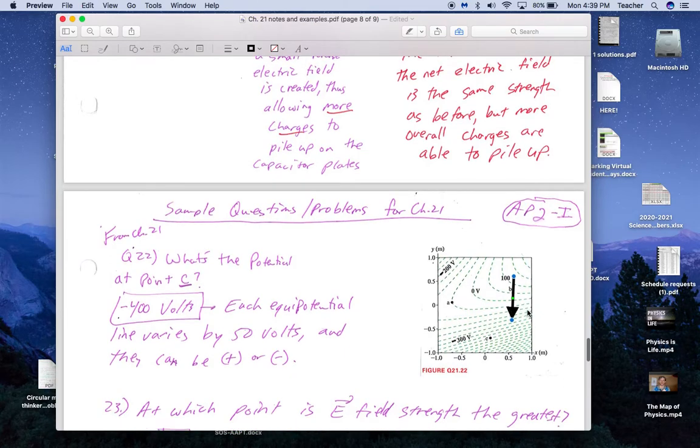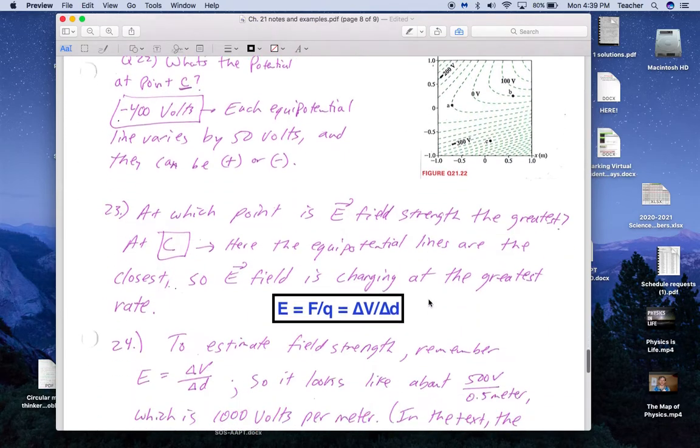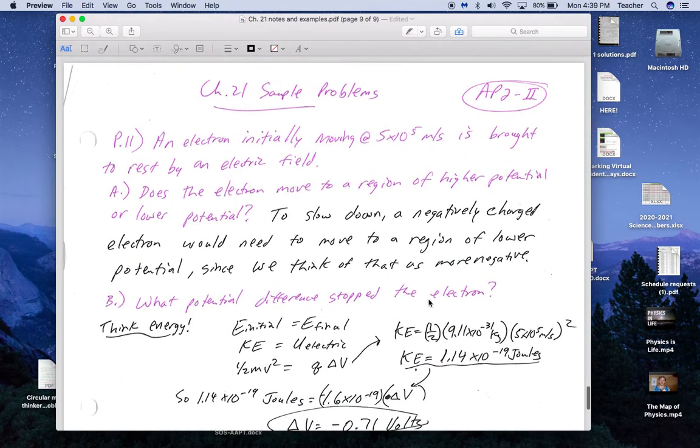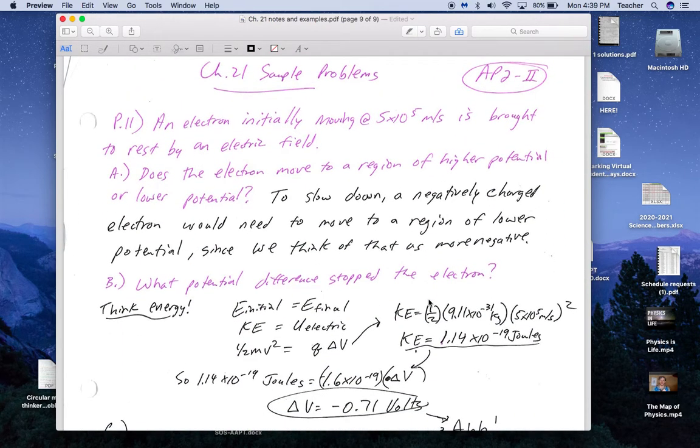Okay. For problems, and these are in the back of your book also. Problem number 11 is saying an electron initially has a speed of 500,000 meters per second and is brought to rest by an electric field.